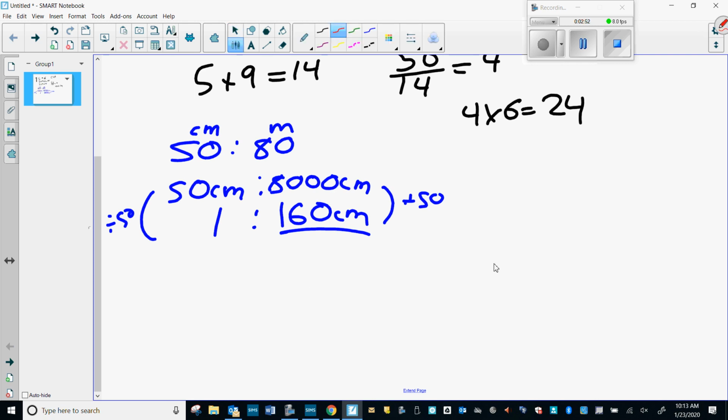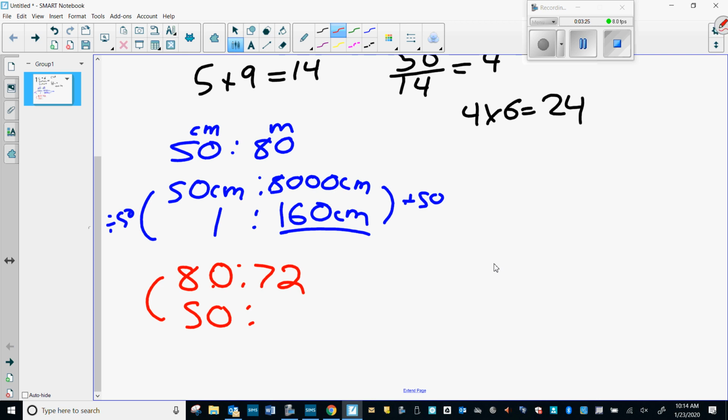Okay, so then I did 80, 72, and then 50. So what can I do? I divided by something. Wait, can somebody do 80 divided by 50, please? Why did you do that though? To get it on the other side. But your scale is 1 to 160, you just said.